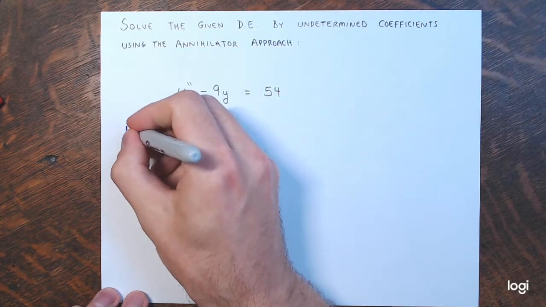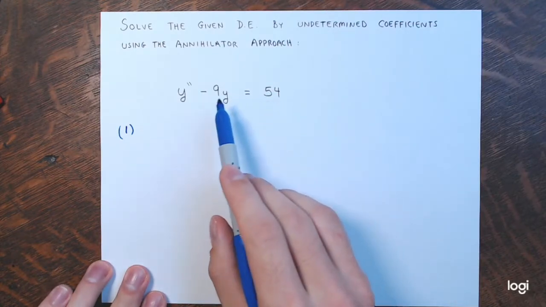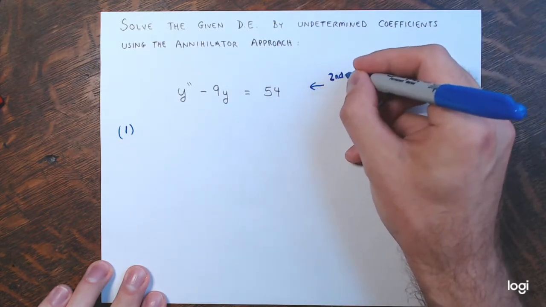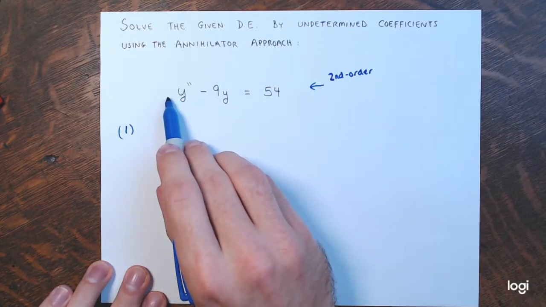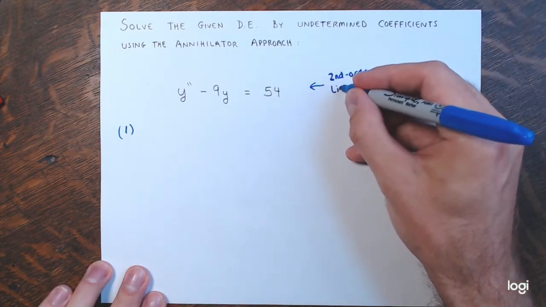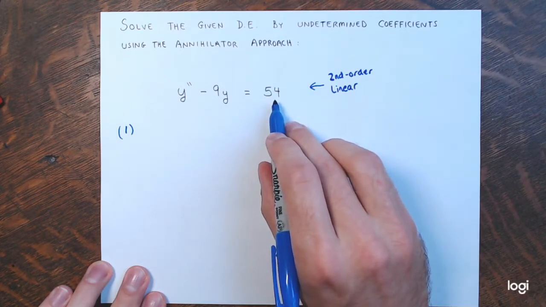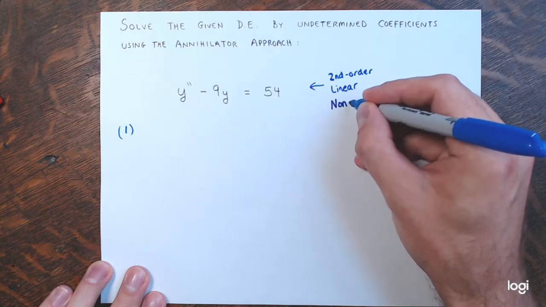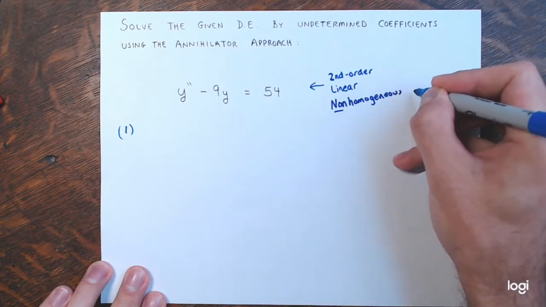All right, so step 1. Right now, this equation is a second order equation. It's linear, right? The coefficients of y and y double prime are constants, so it's definitely linear. But the constant term without y or y prime attached is not 0. So this is a non-homogeneous differential equation.